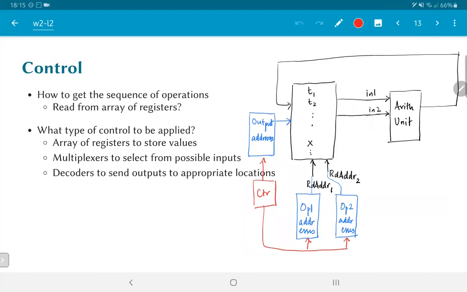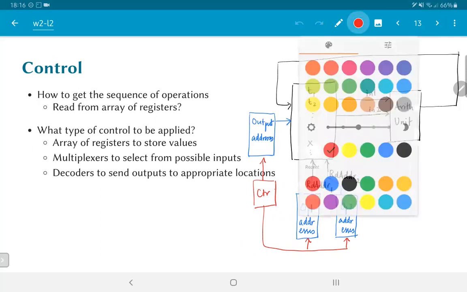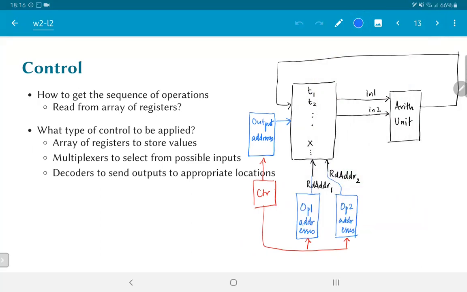I can now add control to this, which means that I can take the output of this arithmetic unit and feed it back. And the same counter can now be used to feed in the output addresses, which basically tell me whatever value came back from the arithmetic unit, into which location in this register array should they get fed. Apart from all this, of course, the one other thing that is needed is the actual operations themselves. And this could also be fed in exactly the same way.